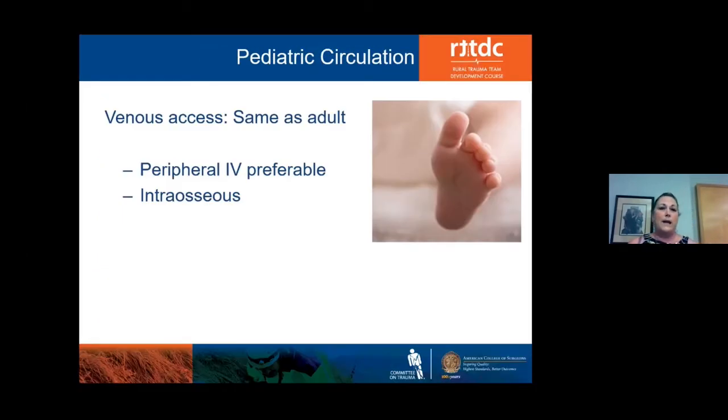When we're looking at pediatric circulation, their venous access is the same as the adult. Just as we would when an adult trauma patient comes in, we look for peripheral IV sites. We look for 2 large bore IVs. That's what we want to do for our pediatric patient as well. We could use an interosseous access for the pediatric patient, and we do know that all IV fluids can go through an interosseous. However, we would prefer to have the peripheral IV sites in the upper extremities if we can.